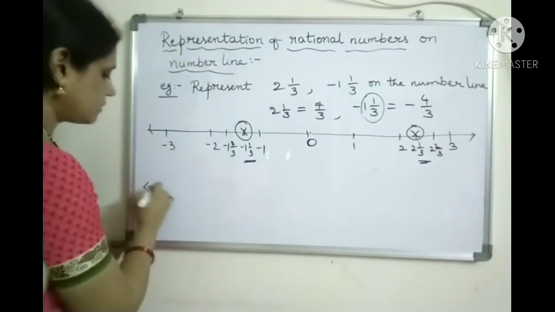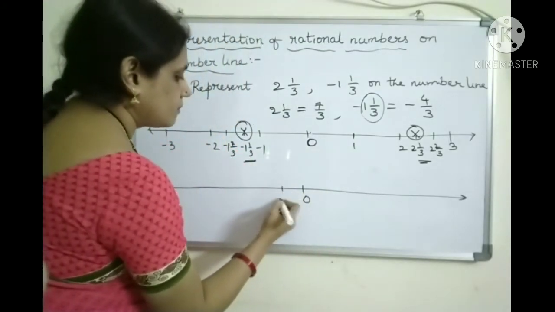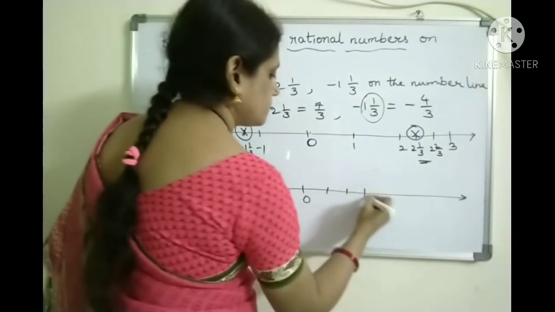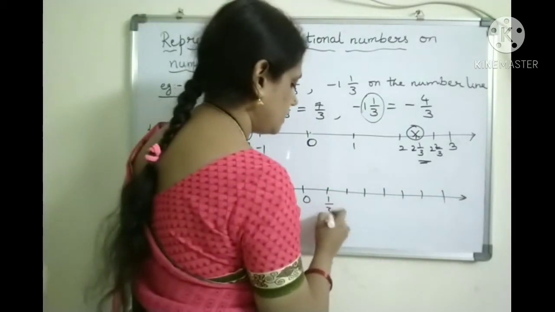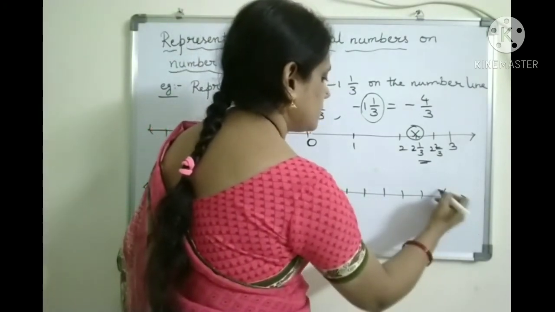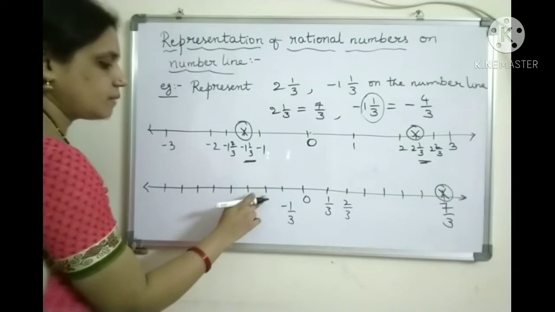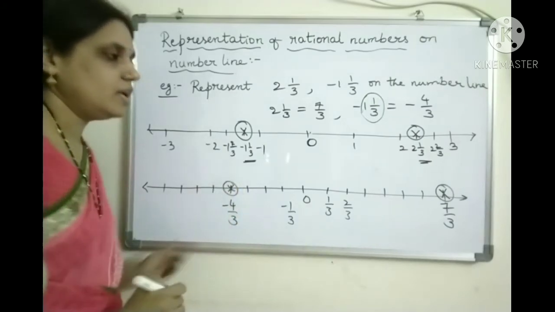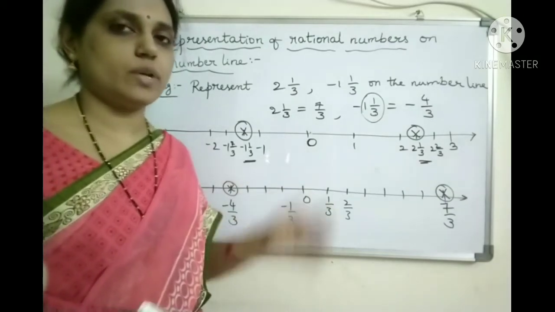Okay, so now we can represent on the number line 0, 1, 2, 3, 4, 5, 6, 7, like that. So here what we have to represent? 7 by 3. This is 1 by 3, this is 2 by 3, 3 by 3, 4 by 3, 5 by 3, 6 by 3, 7 by 3 this is. And next minus 4 by 3: this is minus 1 by 3, minus 2 by 3, minus 3 by 3, minus 4 by 3. Okay, in this way, by converting into improper form, we can represent on the number line. Any way you can do, both are correct ways.